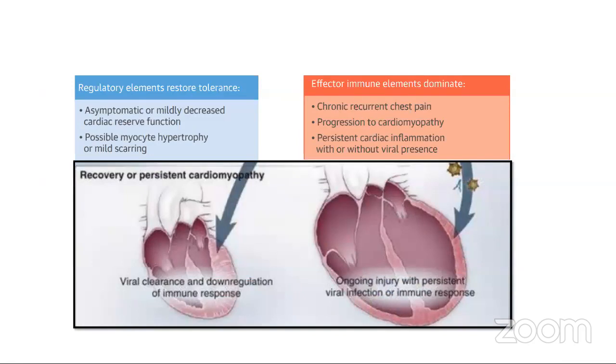As I said, the result of the battle is either the regulatory element restores the tolerance and the immune system gets down and the virus is cleared, then the patient is cured, or the effector immune cell takes the upper hand and the response becomes overwhelming, leading to chronic inflammatory response, ongoing fibrosis, ongoing hypertrophy, leading at the end, and the most common phenotype is dilated cardiomyopathy. However, restrictive cardiomyopathy may develop, but in a small proportion of patients.